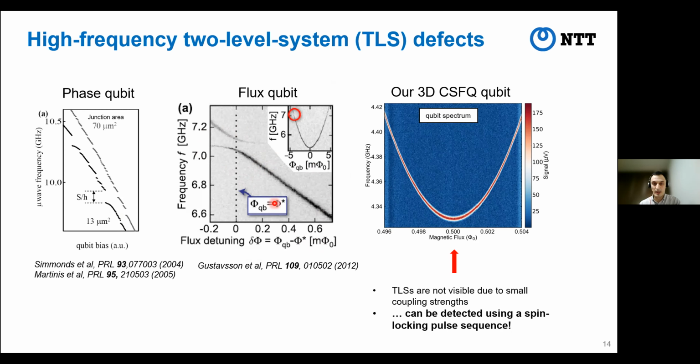However, if the coupling strength is small, or if you have a fixed frequency qubit such as a transmon, you need to use some other techniques for detection of tunable systems. For example, on the right side, I show the spectrum of our qubit. There are no visible avoided crossings, but I will show you that even in this case, we can detect two-level systems by using a spin-locking pulse sequence.